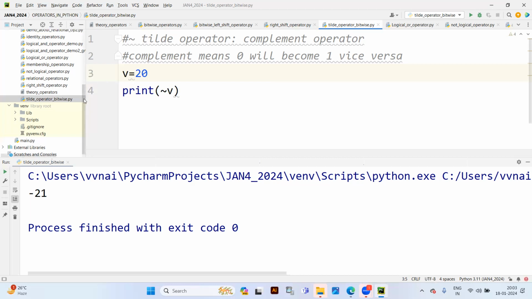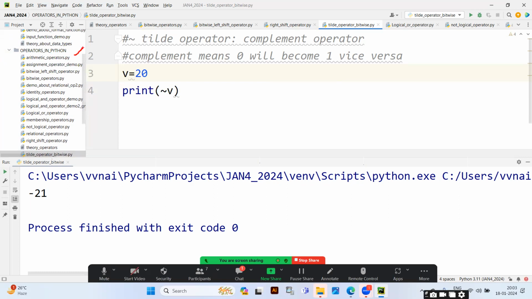If you look at arithmetic operators, assignment operators, identity operators, logical operators, membership operators, isn't it, relational operators, and bitwise operators. Totally 7 types of operators we have. Till today we have completed 7 types of operators.